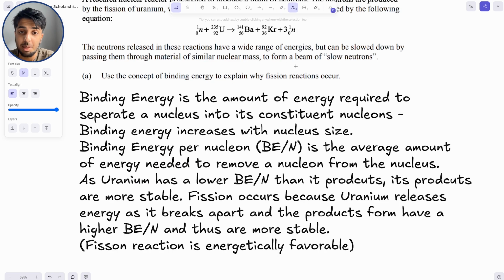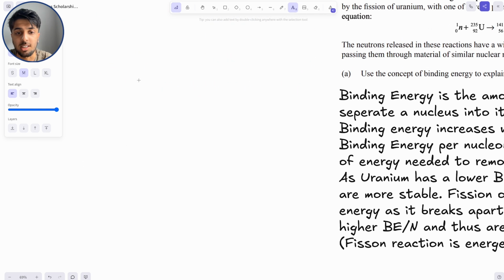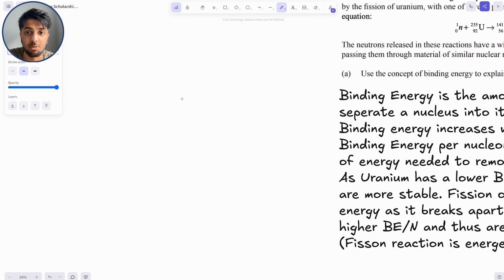Okay, so binding energy is the amount of energy required to separate a nucleus into its constituent nucleons. And so binding energy increases with nucleus size. So the bigger the nucleus, the harder it is to separate that nucleus apart. However, binding energy per nucleon is the average amount of energy needed to remove a nucleon from the nucleus. So as uranium has a lower binding energy per nucleon than its products, and we know that from this graph right here, I'm sure you've seen it before.